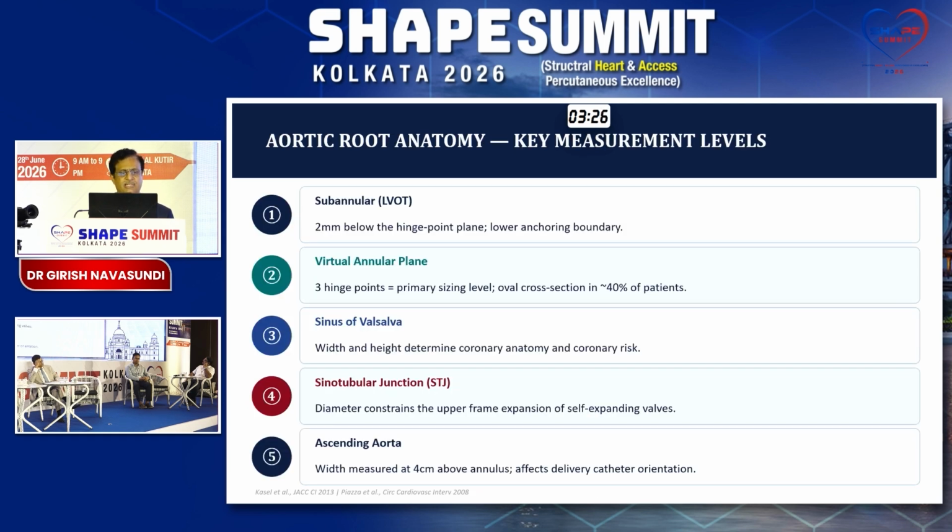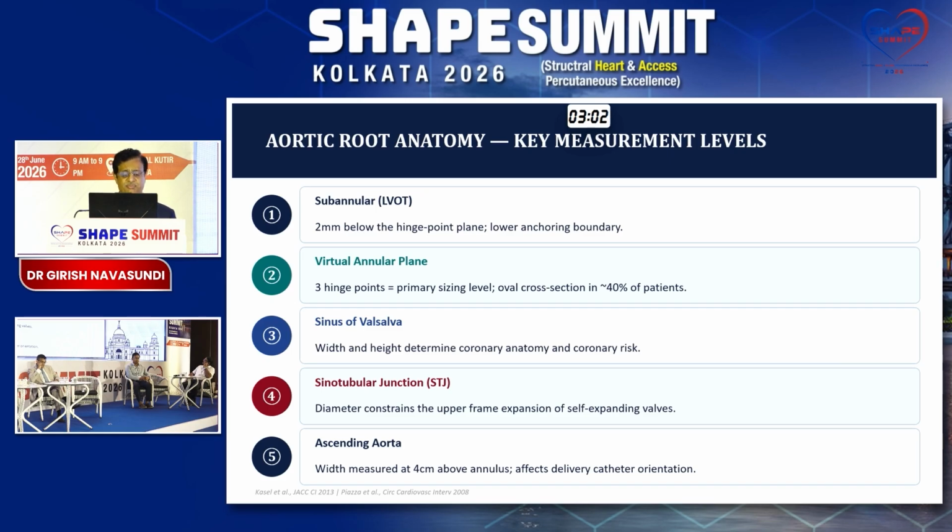And when you also look at the other key measurements, you look at the subannular LVOT, at least 2 millimeters below the hinge point plane, the lower anchoring boundary, where the lower part of the device anchors. The virtual annular plane is the 3 hinge points that I showed. Then the sinus of Valsalva, width as well as height, determines coronary anatomy and the risk of coronary obstruction.